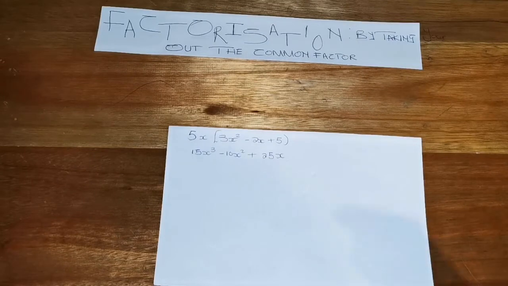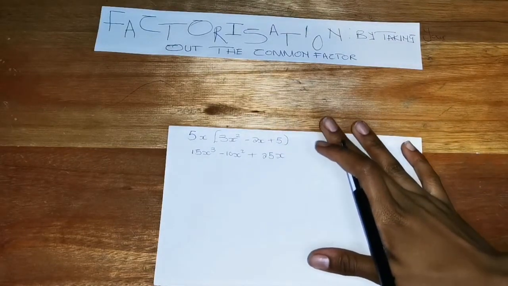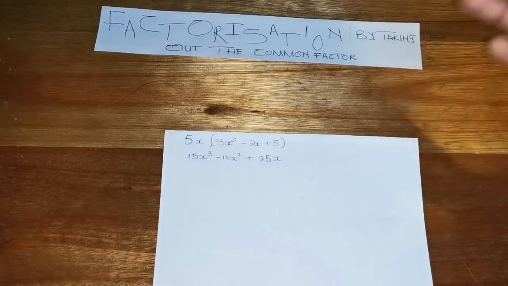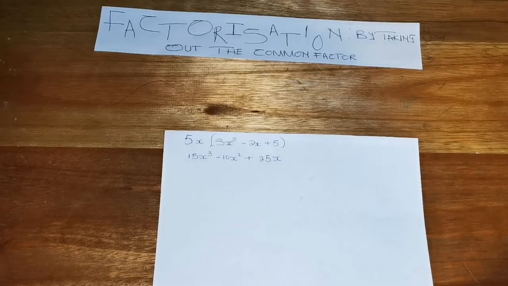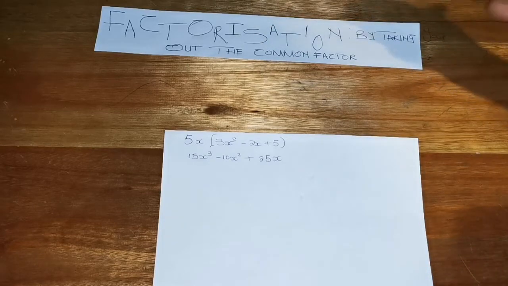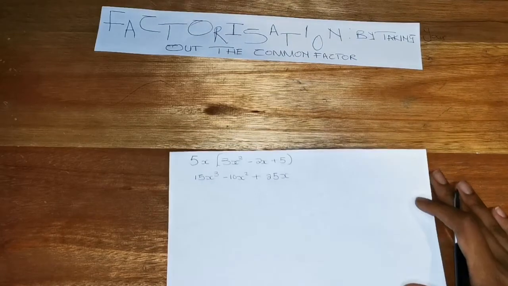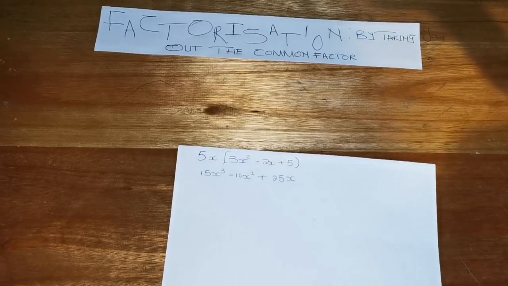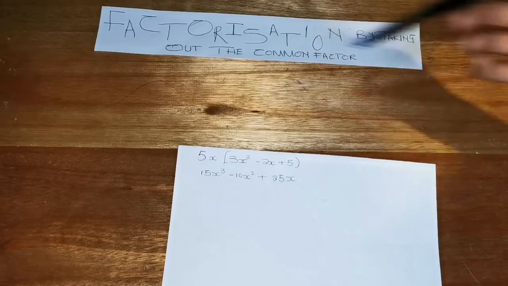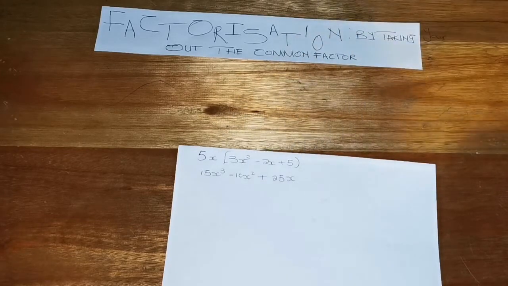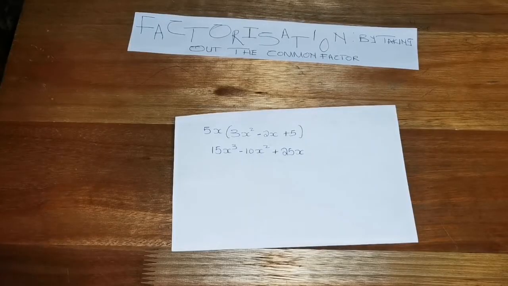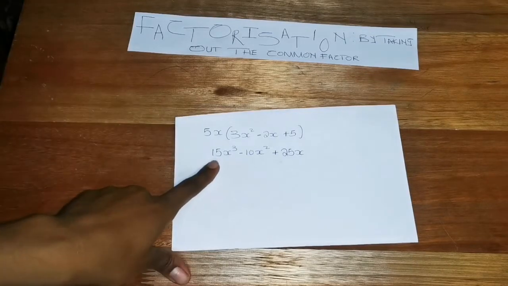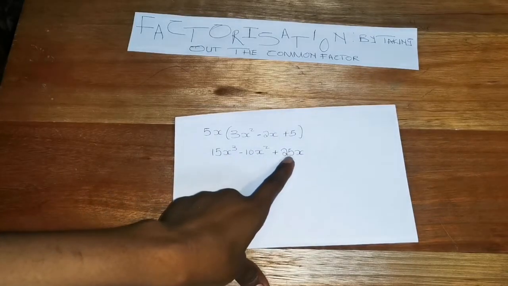How will you do this? I'm going to show you first with this question which we expanded using the distributive property, and then bring along questions which we'll solve together using factorization by taking out the common factor. When taking out the common factor, we take out the highest common factor of numbers and variables. So guys, we have to find the highest common factor. How are you going to find it? By looking for factors of 15, factors of 10, factors of 25.